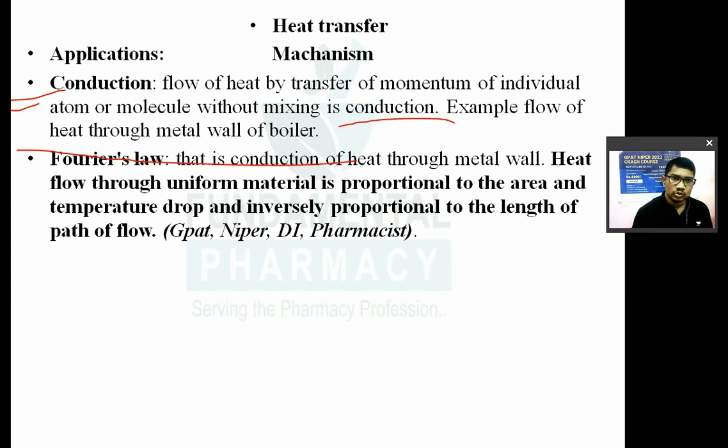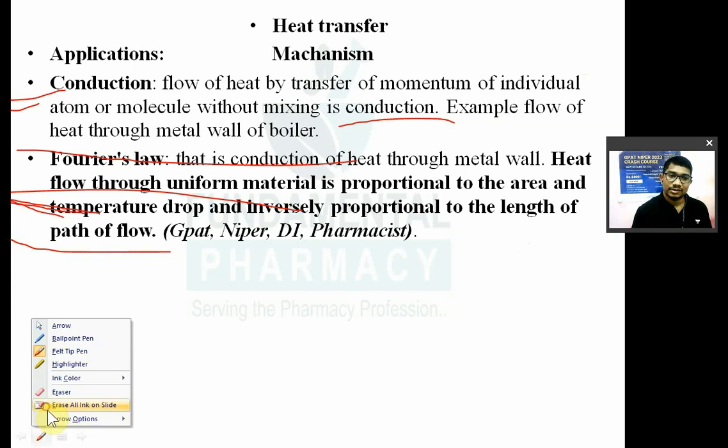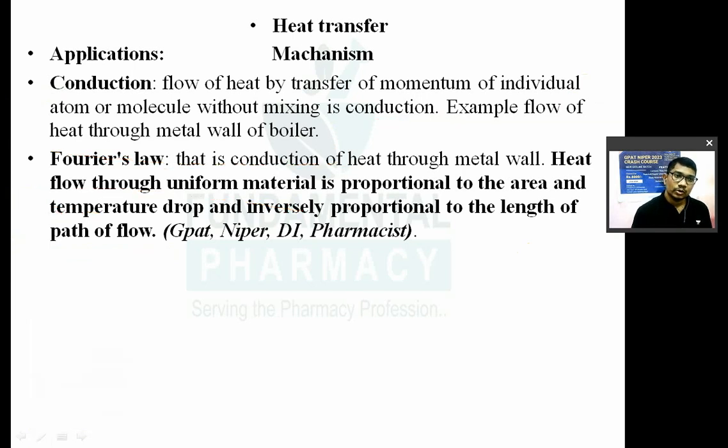Heat flow through uniform material is proportional to, and here proportional means directly proportional, the area and temperature drop across the surface of the metal, and inversely proportional to the length of the path of flow. I will explain this law to you again. You have to remember it, as questions come on Fourier's law. So what is Fourier's law?